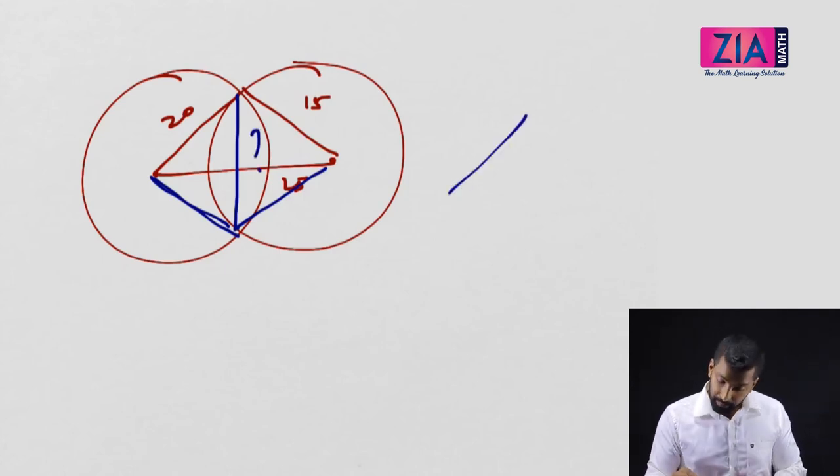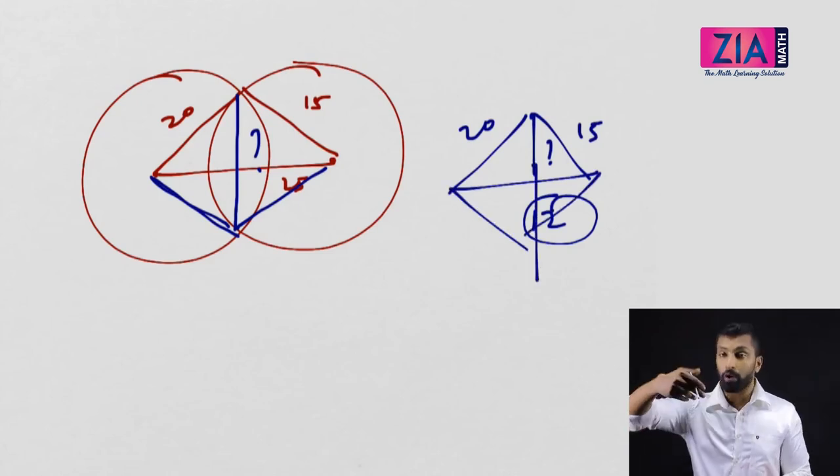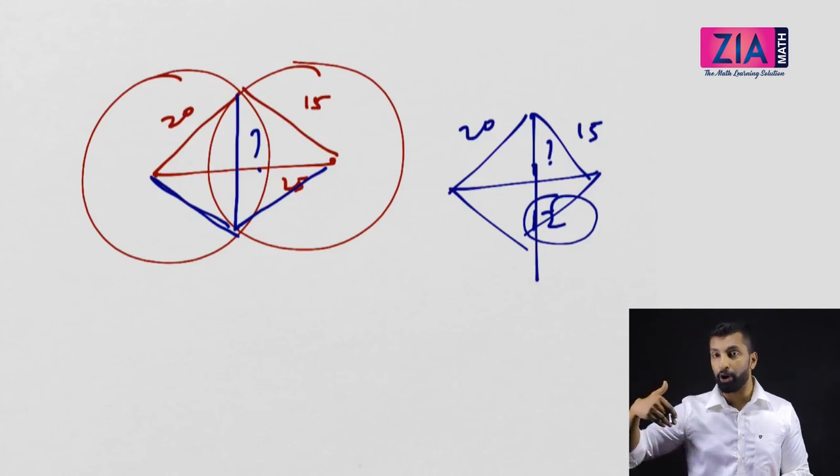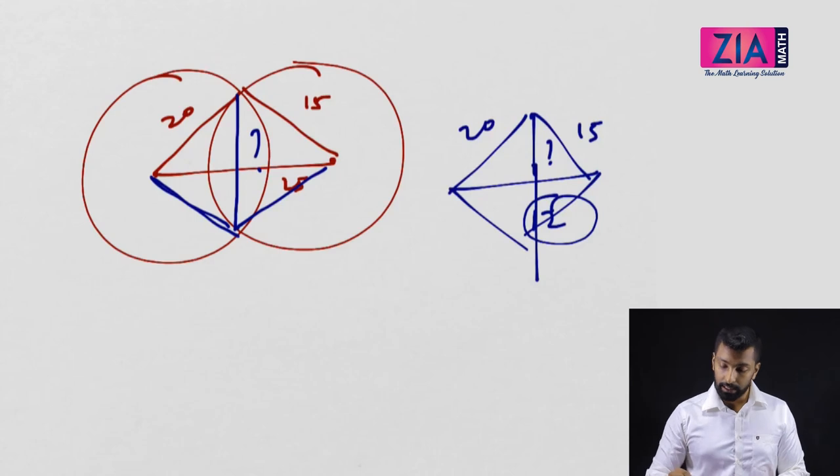So effectively, in the previous question, what you got is 20, 15, and this height you got as 12. Now what is asked is basically twice this. The triangle is just flipped over, so will there be any change in the height? The same height will come here also. So 12 plus 12 is equal to 24. 24 is the answer here.